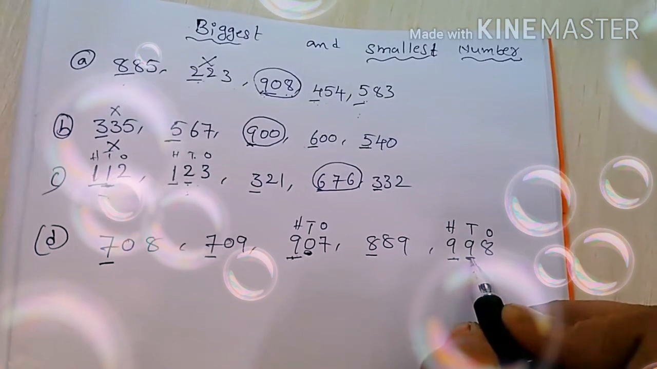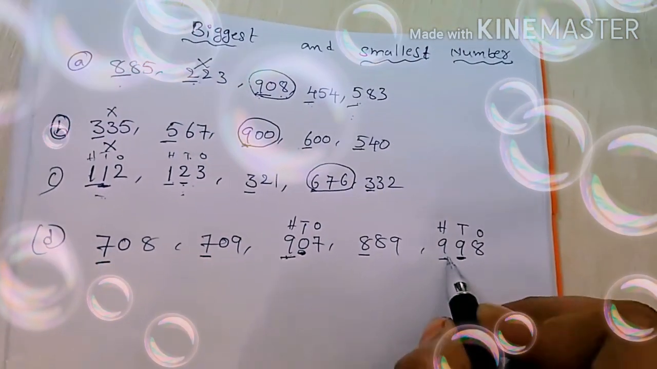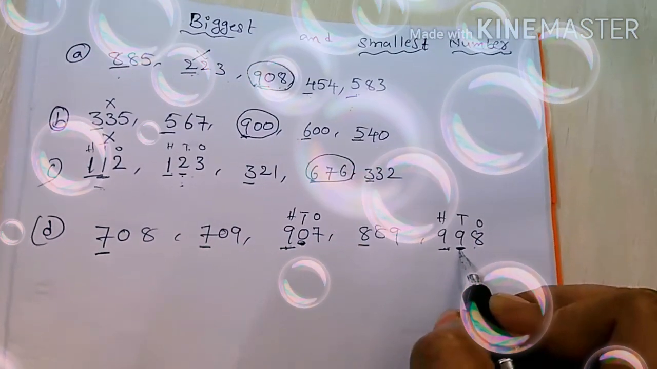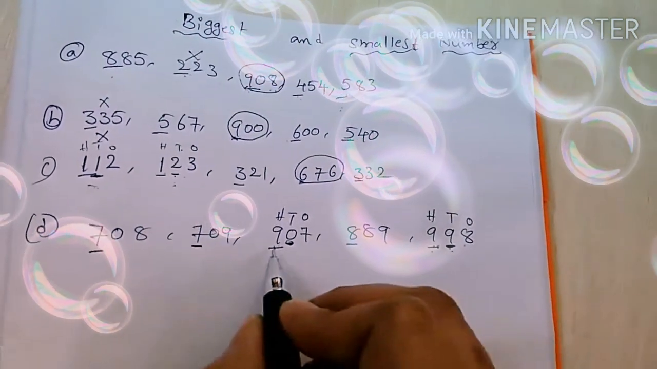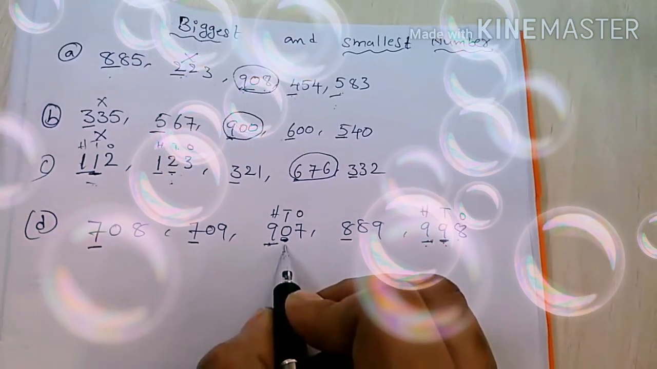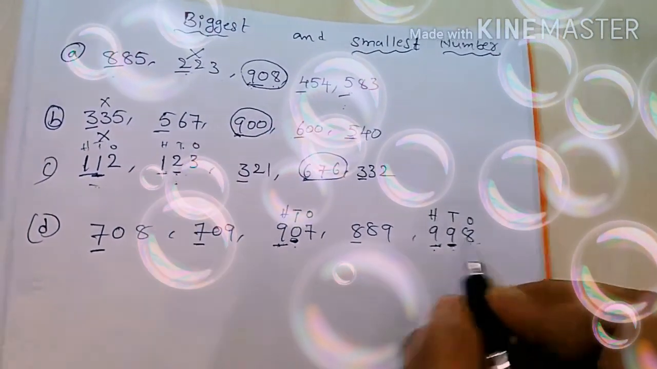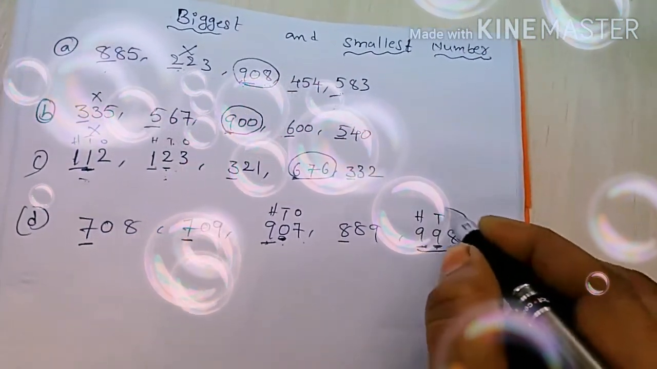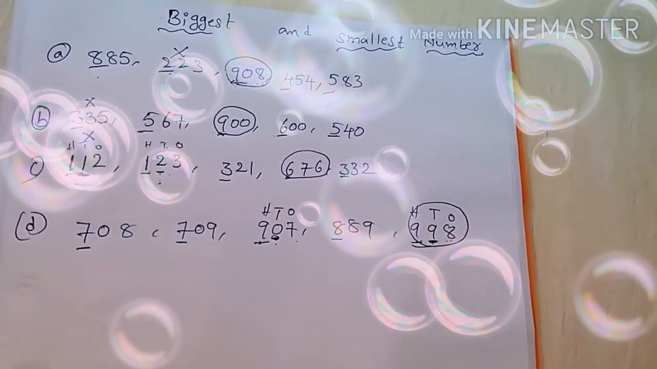Now tell me, which has the highest tens in the number? 998 has 9 tens in the given number. So 900s with 9 tens, but here 900s with 0 tens. So which is the biggest number? 998 is the biggest number than 907. So we have to circle the biggest number. Now come to the smallest number.